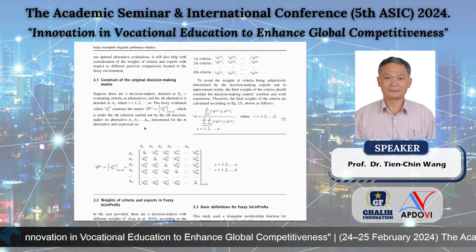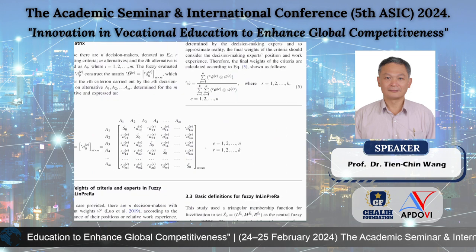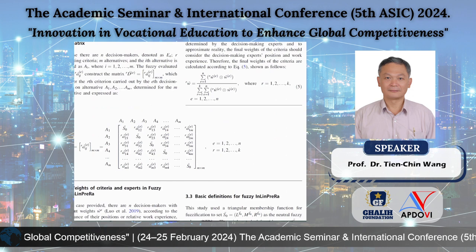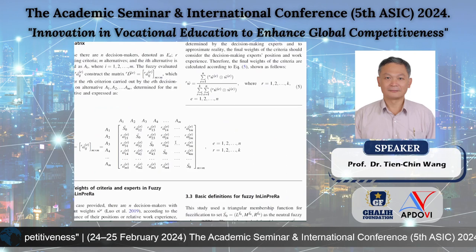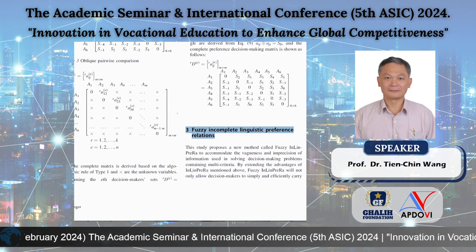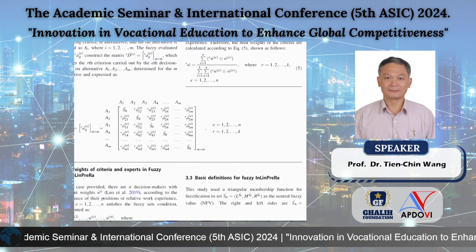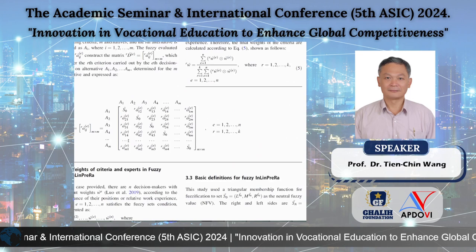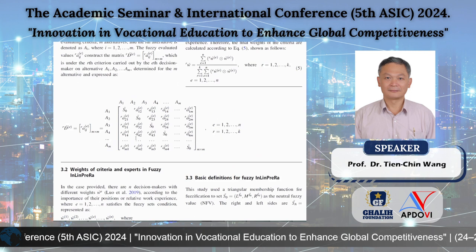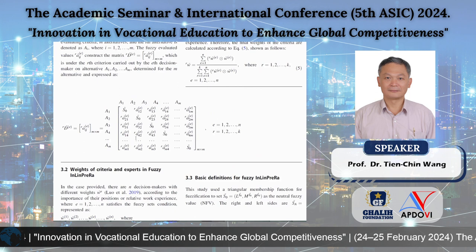Here you can find the symbol, a tilde. The tilde indicates a quasi number. You see this one has no tilde, but here you can find a tilde. So the tilde indicates quasi numbers. Okay. In this method, I use triangular quasi numbers. There are three numbers in a quasi number: left, middle, and right.